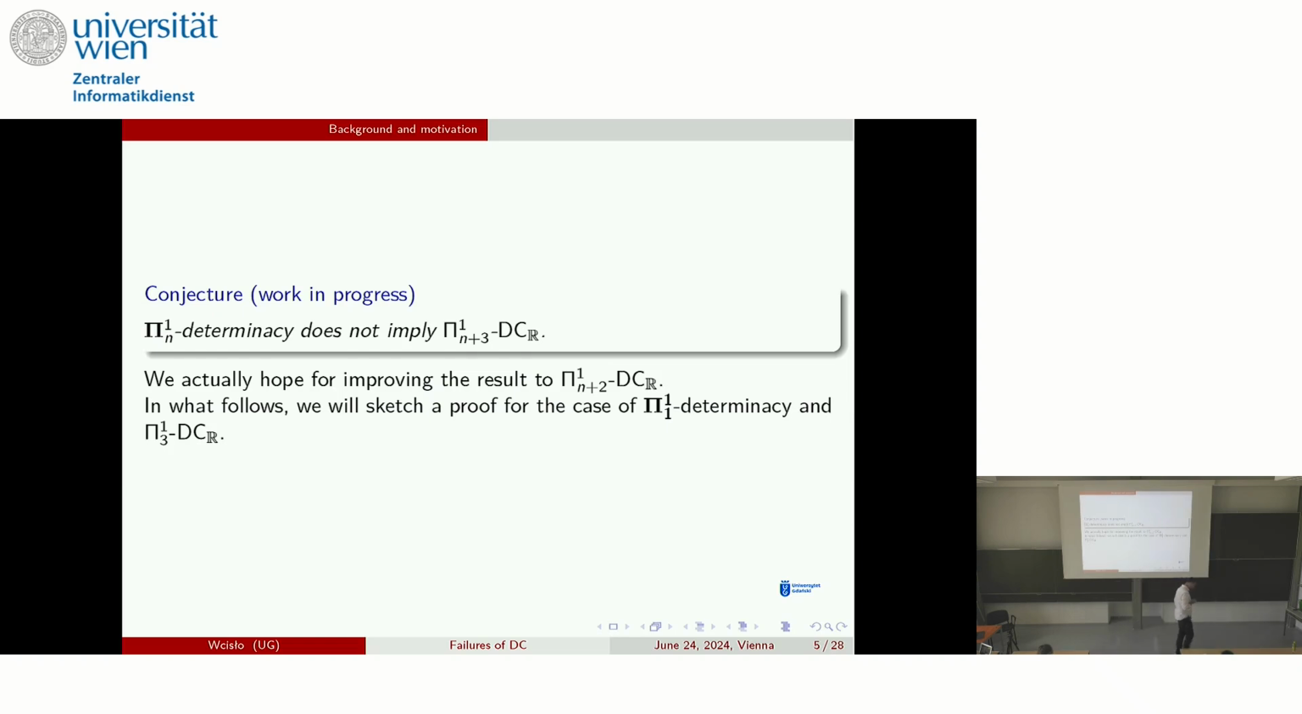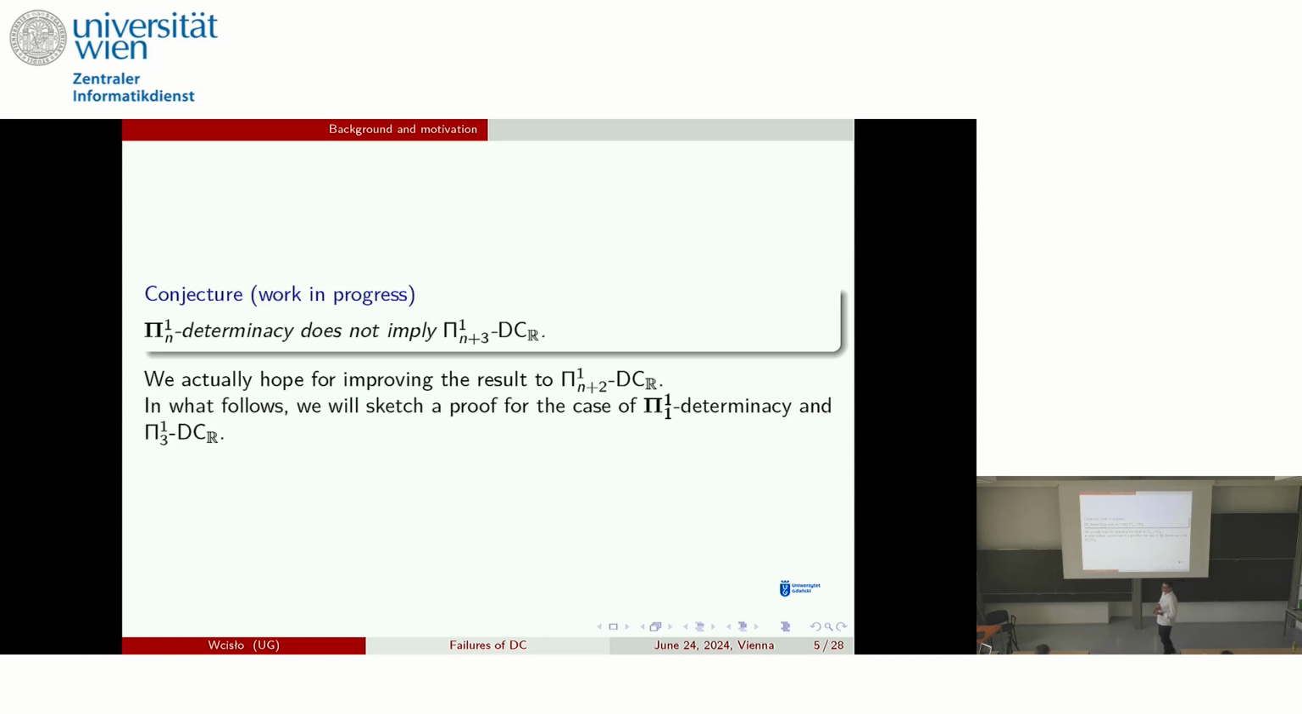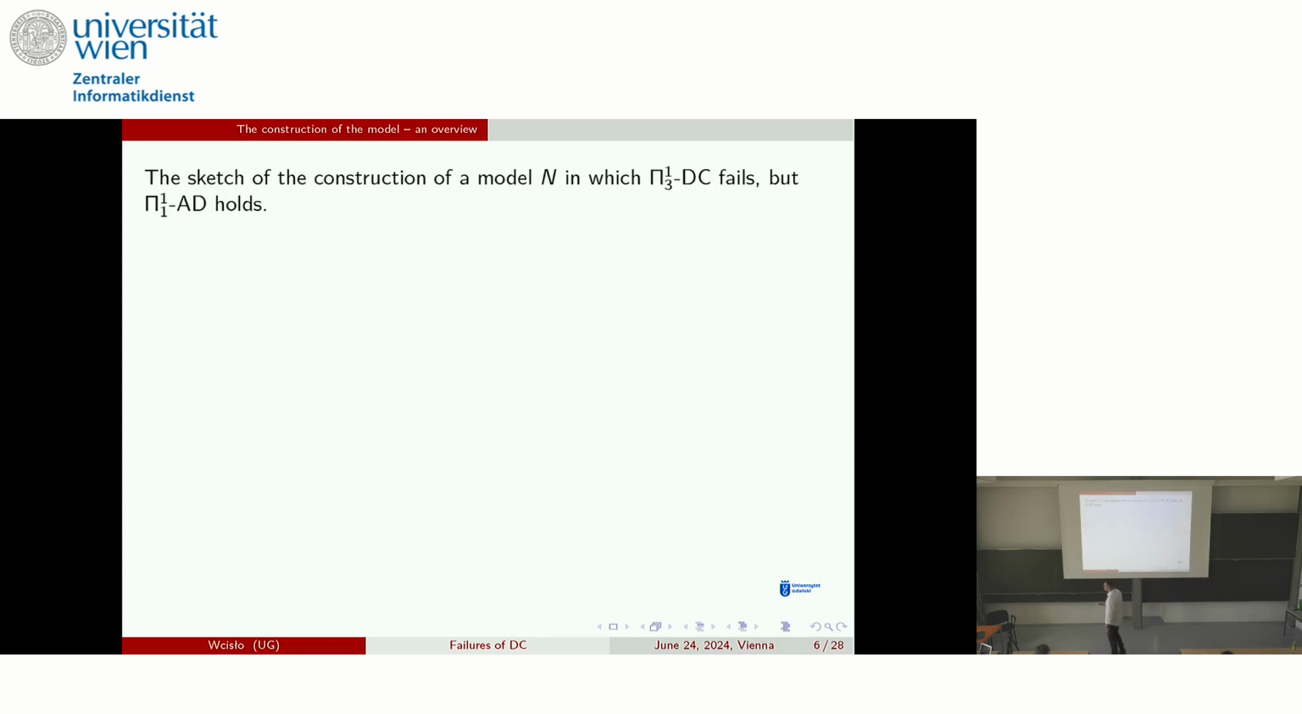Okay, so what I will do here is to sketch the proof for the case n equals 1, and then make some vague remarks on how this transfers to higher n. Okay.